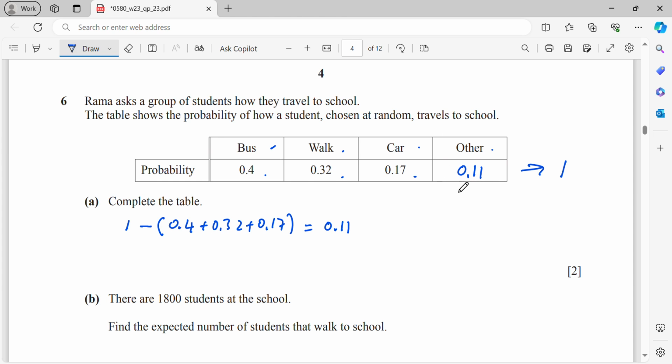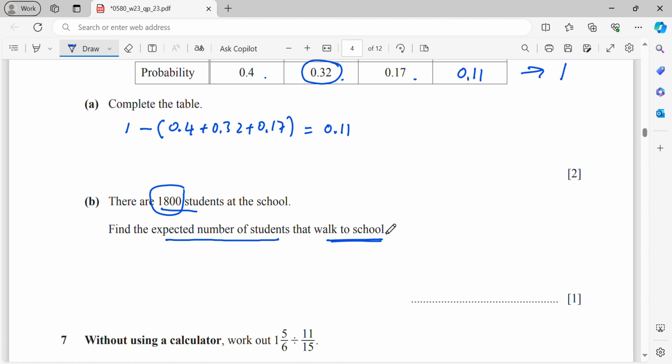Okay, so B, there are 1,800 students at the school. Find the expected number of students that walk to school. So this 0.32 is basically the probability of one student walking to school. Since there are 1,800 students, the number of students who walk to school will be 1,800 multiplied by 0.32. Then you will be getting 576 students.